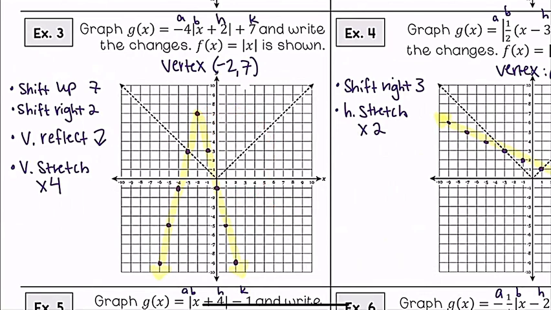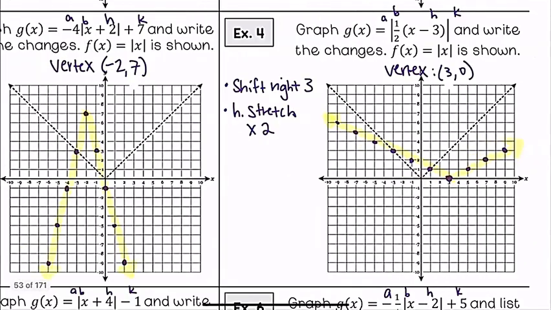So that is a vertical reflect. You can see that right there with that negative a. And then it is much narrower. That is because we had a vertical stretch. So we pulled it this way, and that made it skinnier or narrower. And that right here is by a factor of 4. We see that with the a right there.